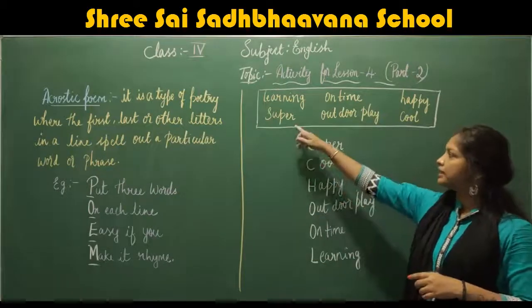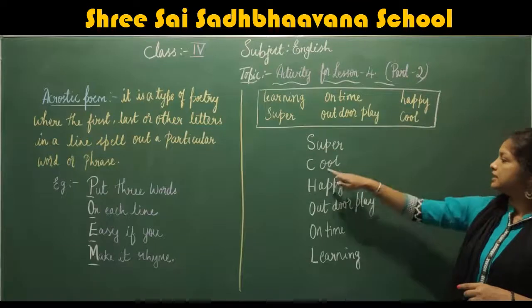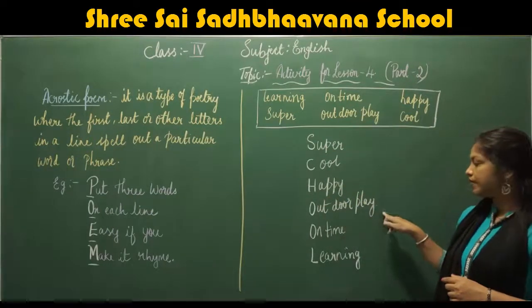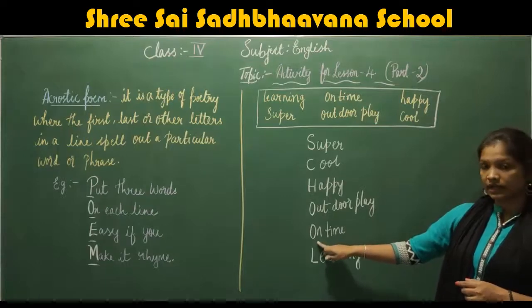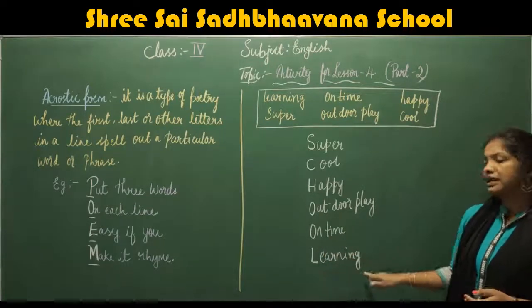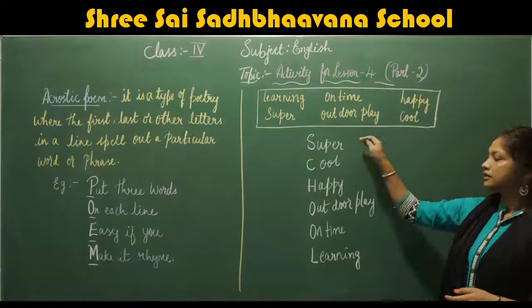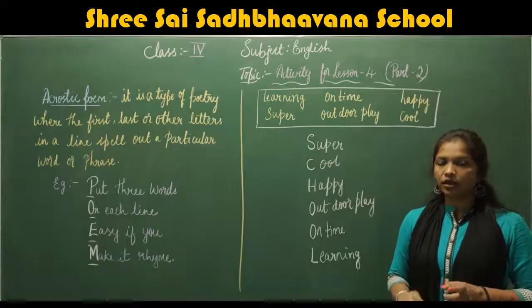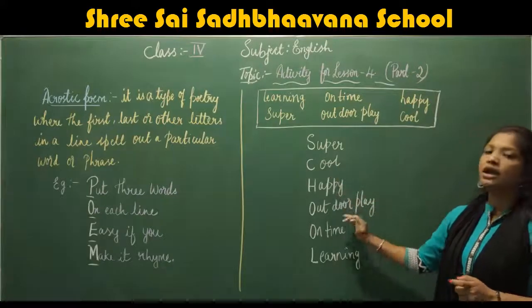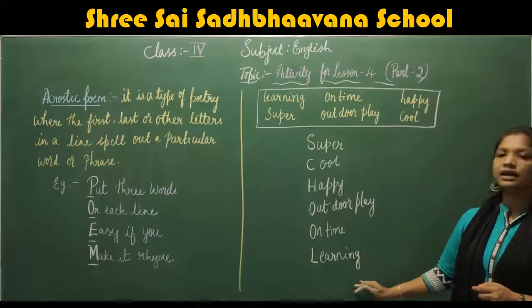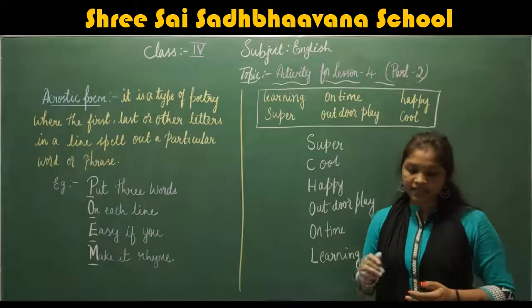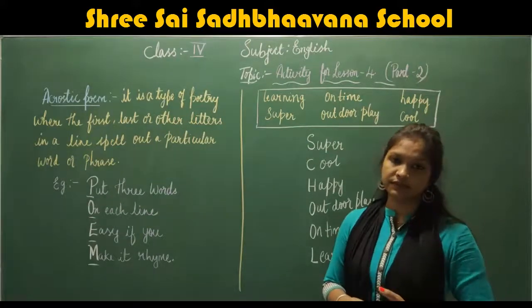For example, say school: S for super, C for cool, H for happy, O for outdoor play and another O is for on time, L is for learning. And the lines also should have a meaning. Okay, school means super cool, happy, outdoor play, on time, learning. Did you understand, children? Okay, next they have given the listening activity.